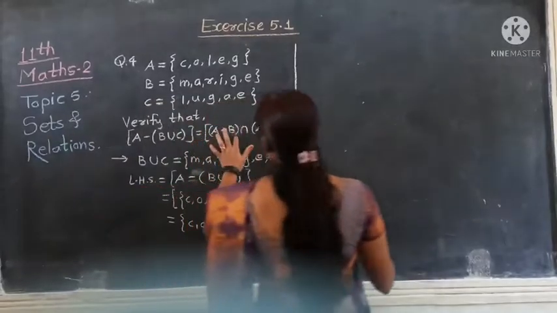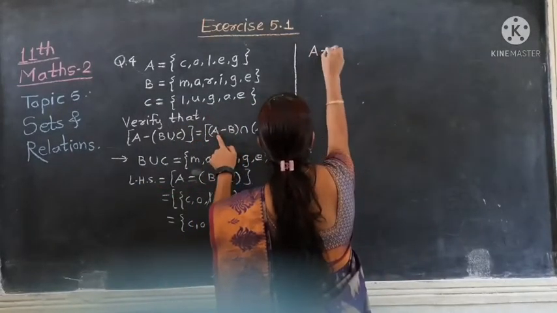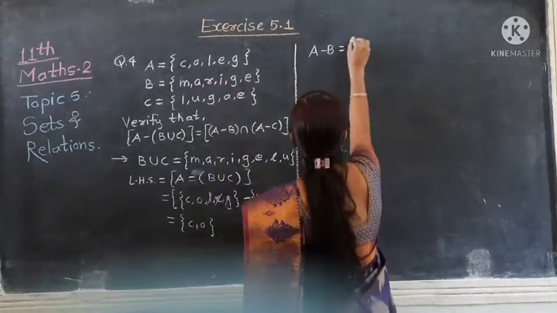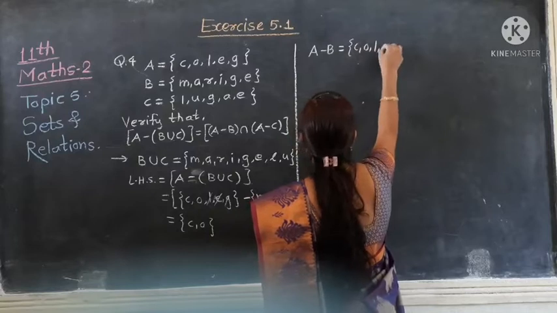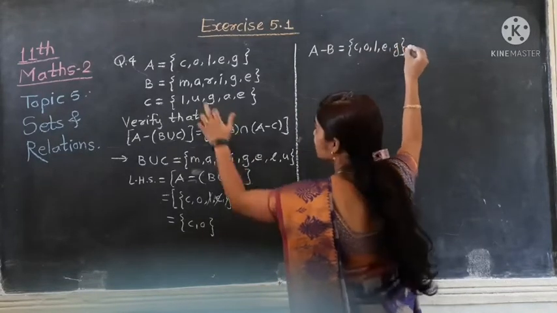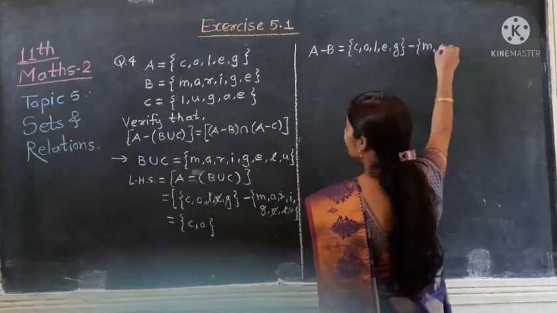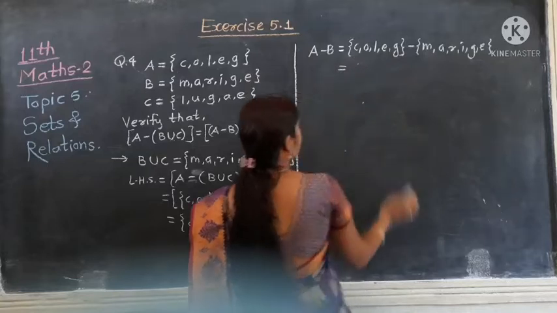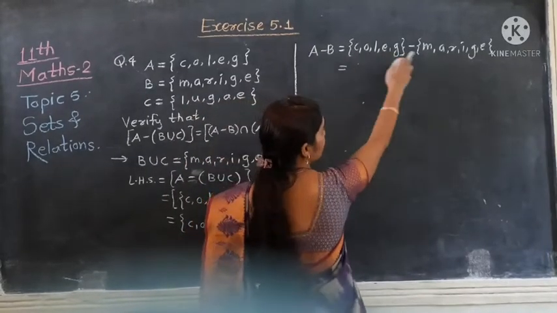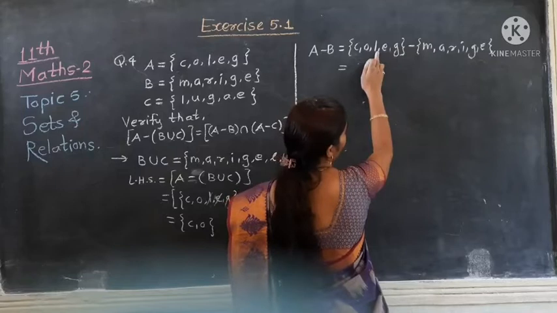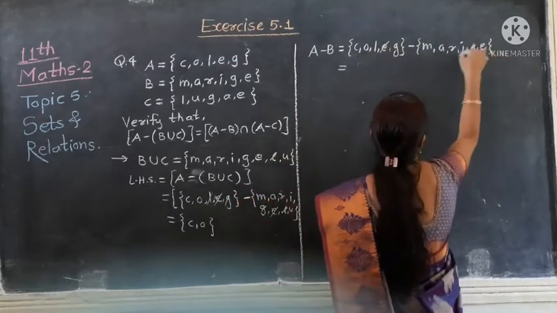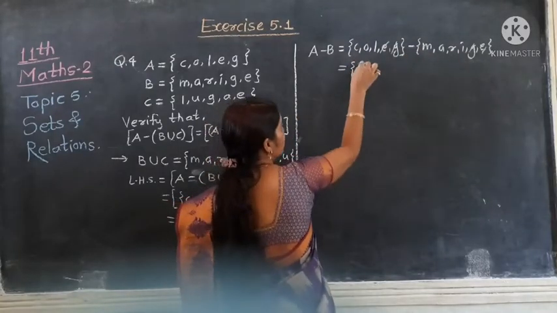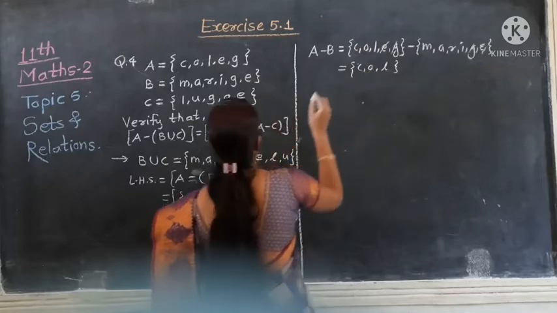Okay. Now you find A minus B first. What is A minus B? You write first set A: C, O, L, E, G minus what is the set B? M, A, R, I, G, E. So A minus B becomes: C is there? No. O is there? No. L, E and G get cancelled. So what remains? All these get cancelled, so only C, O and L remain.